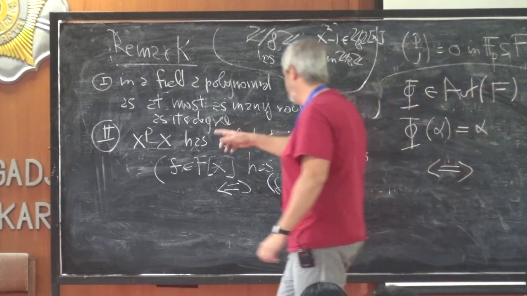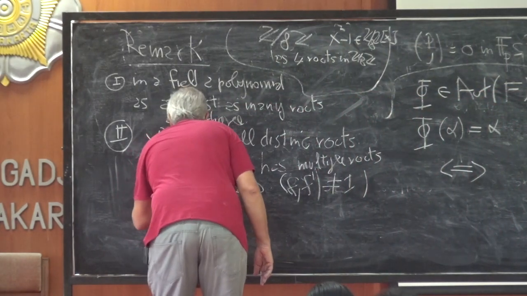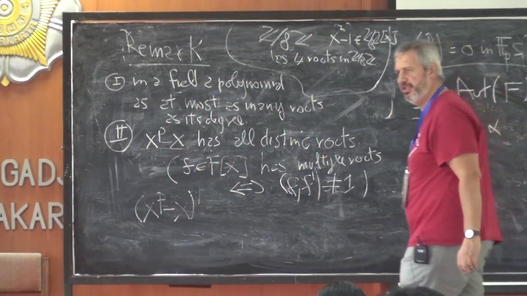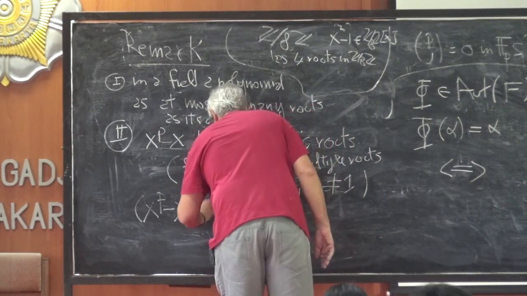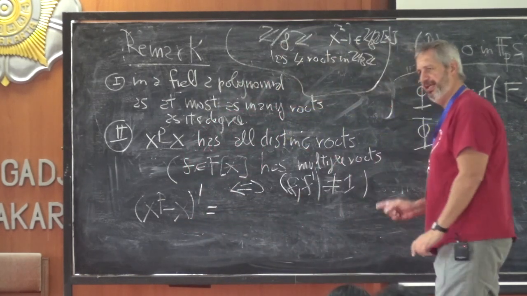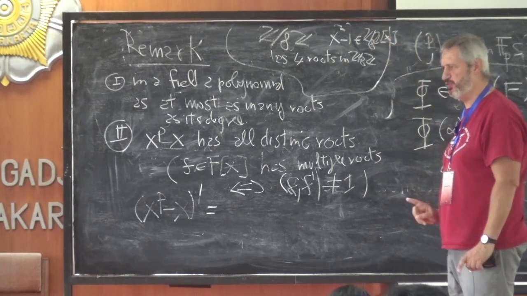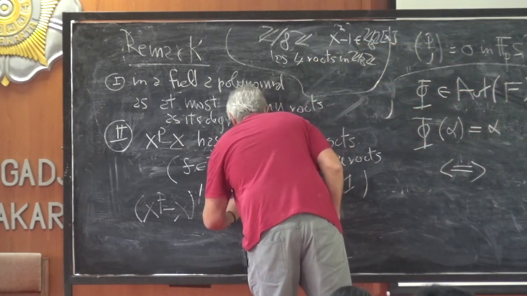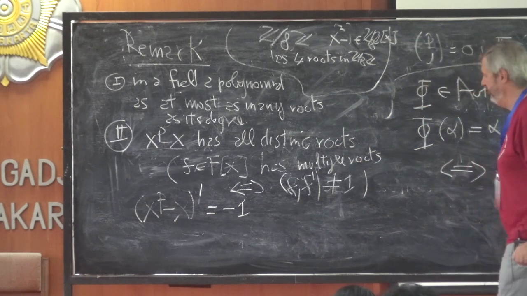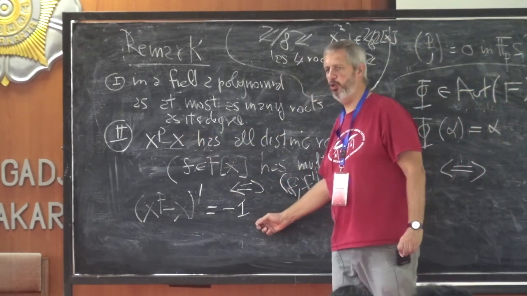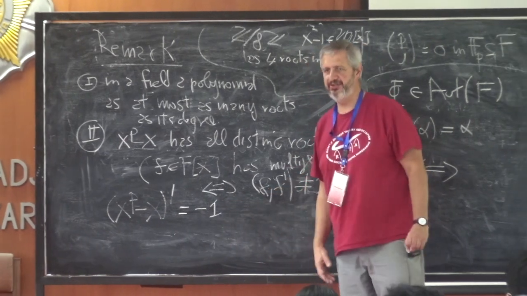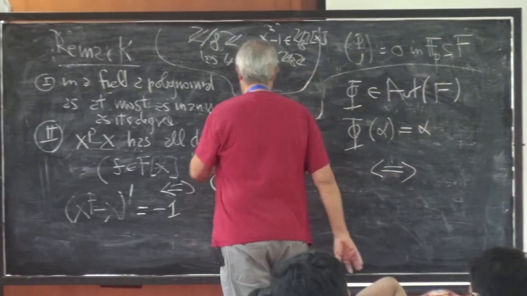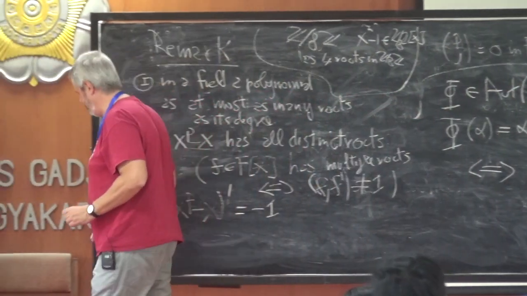In this case, the derivative of the polynomial x power p minus x: so what is this derivative? Don't tell me that it's p x to the power p minus 1, because p is equal to 0. So this derivative is minus 1. So this polynomial is necessarily coprime to its derivative, because its derivative doesn't have any factor. So this polynomial has all distinct roots.